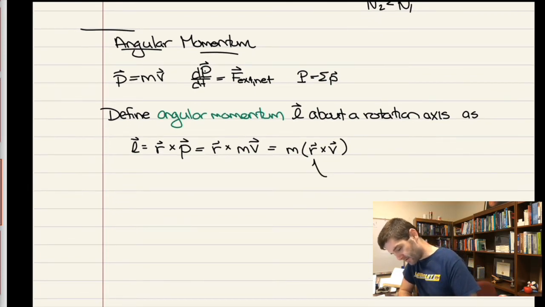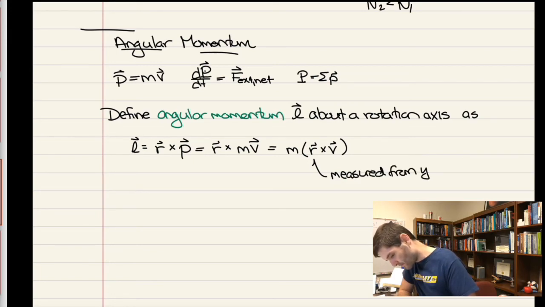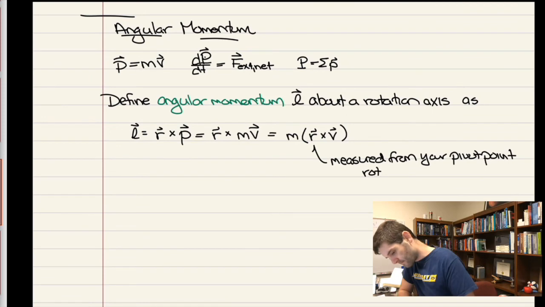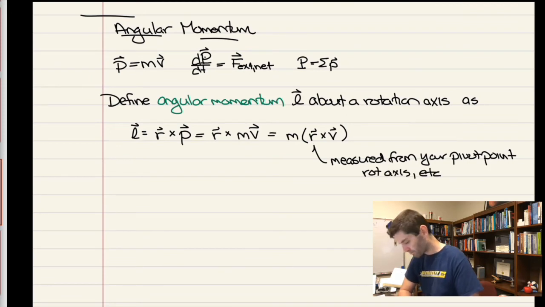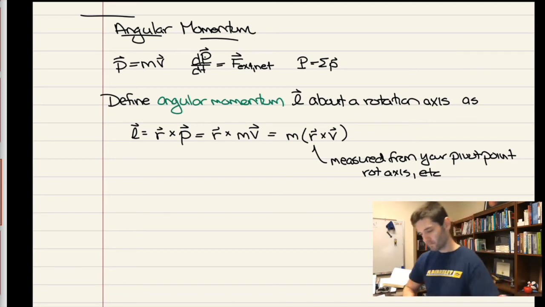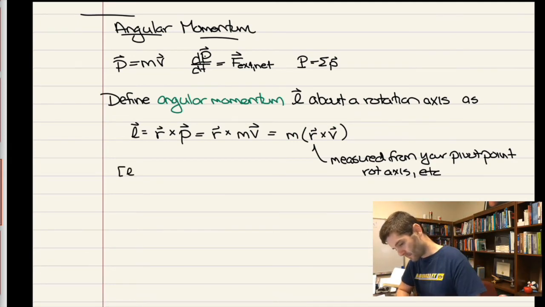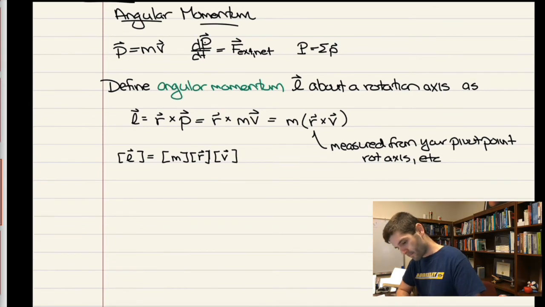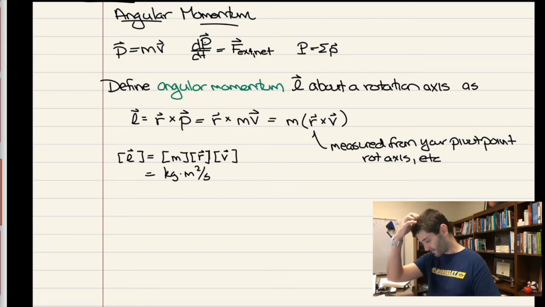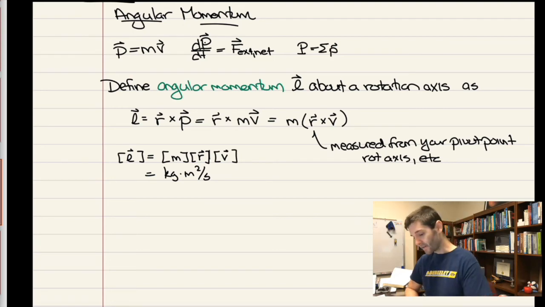Where again, this is measured from your pivot point, rotation axis, what have you. The units of angular momentum, therefore, are the unit of mass times the unit of position times the unit of velocity. So this is kilograms times meters times meters per second, so kilogram meter squared per second. It does not have a special fancy name.